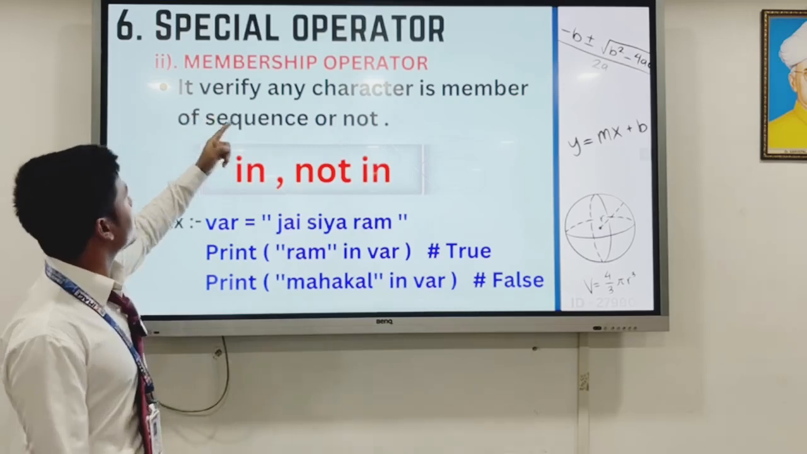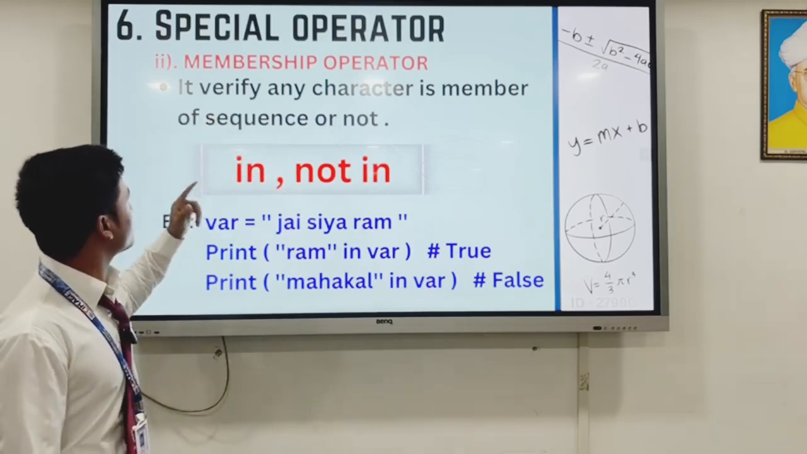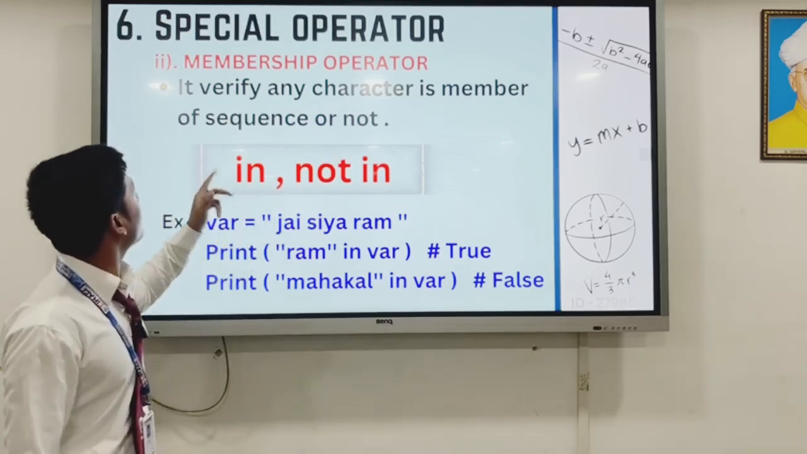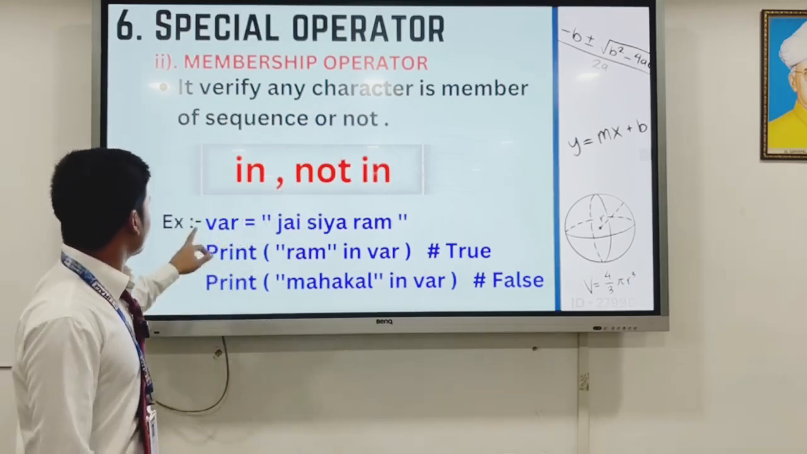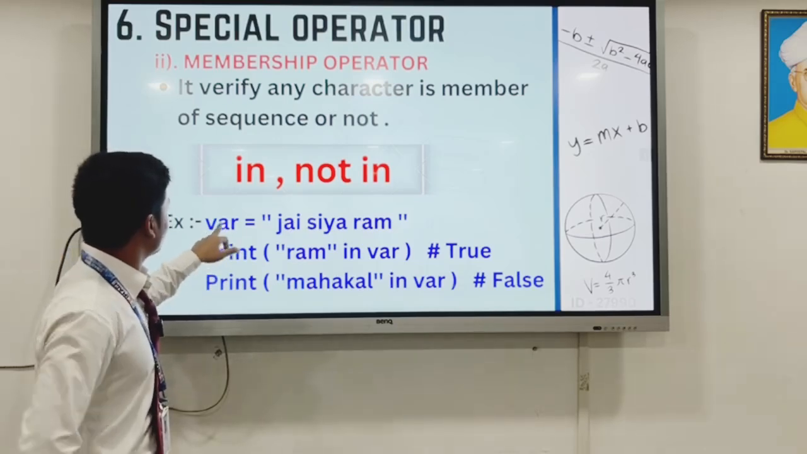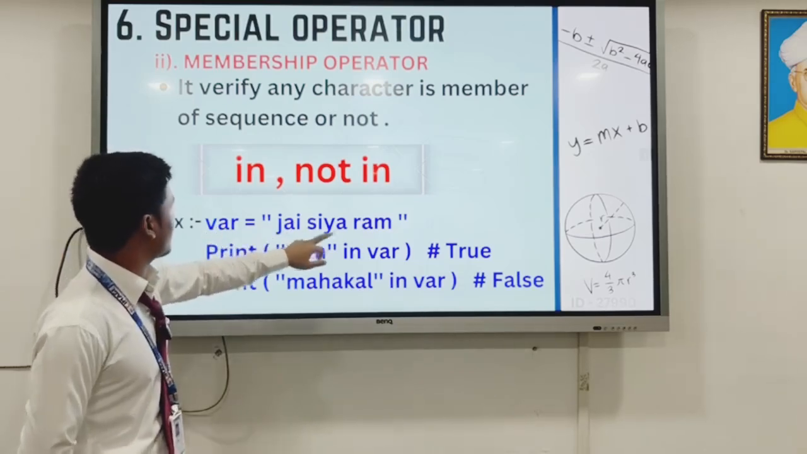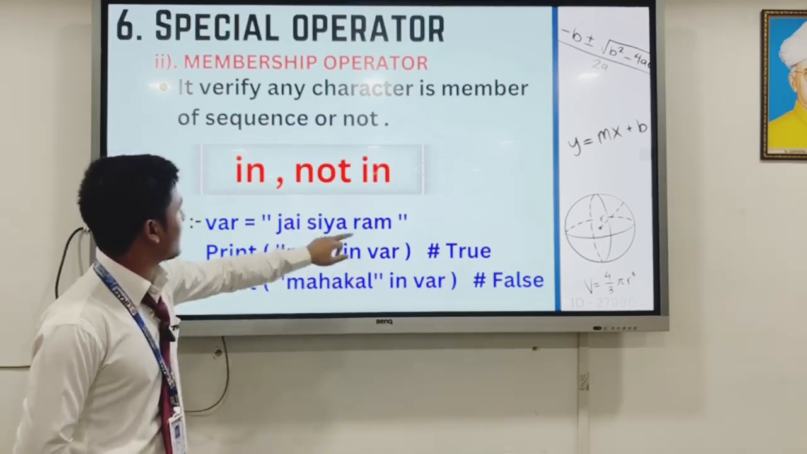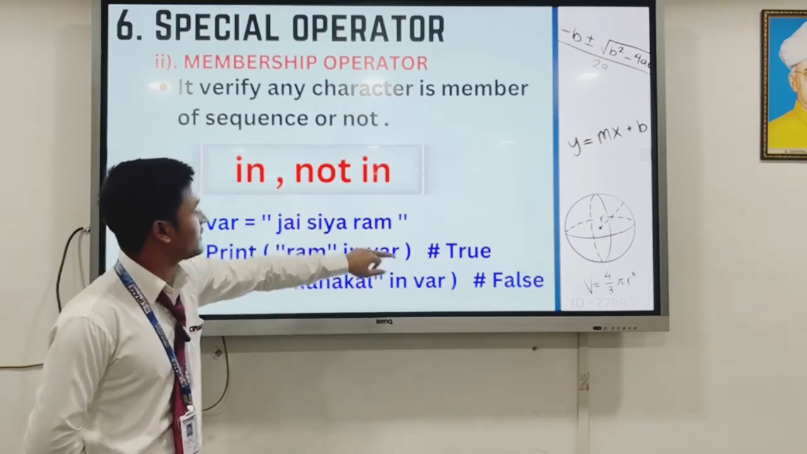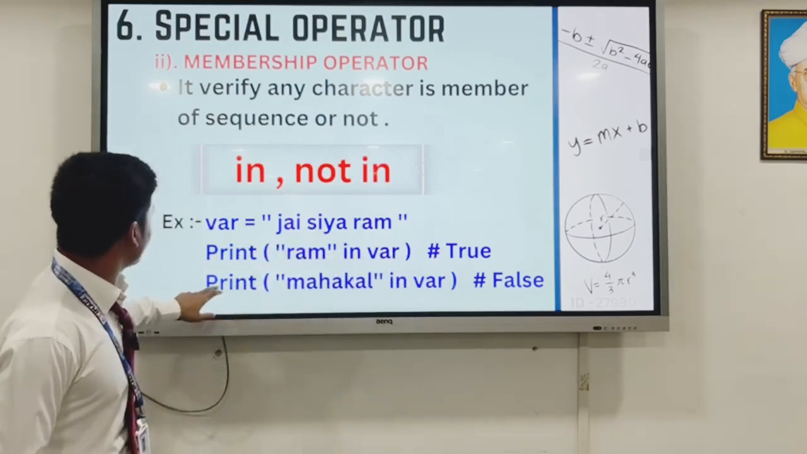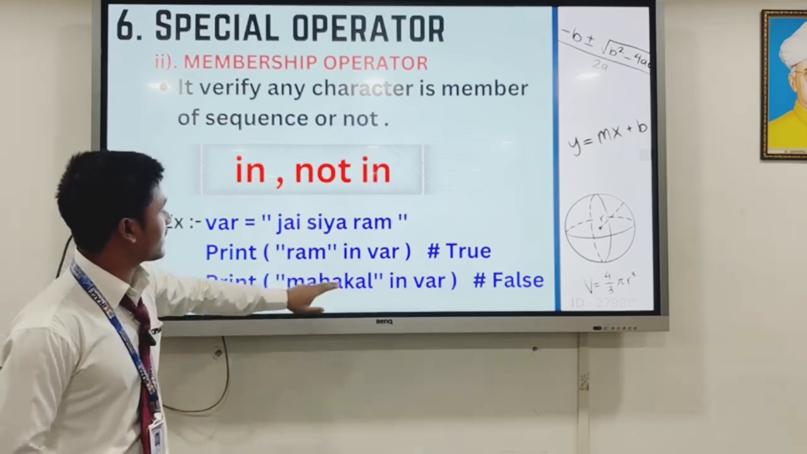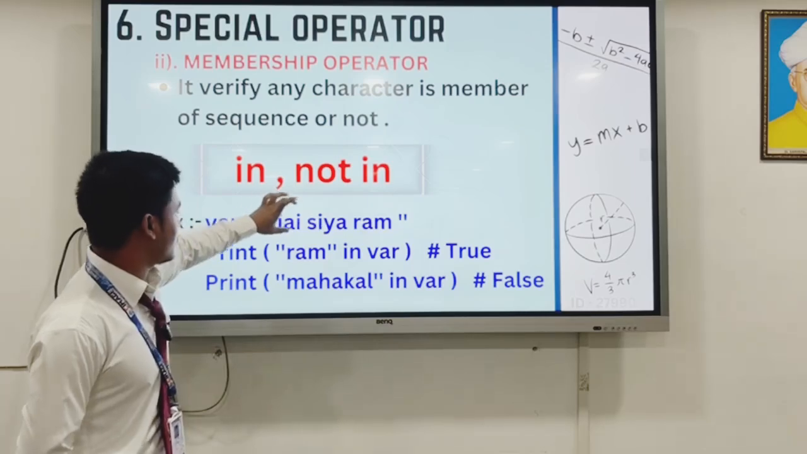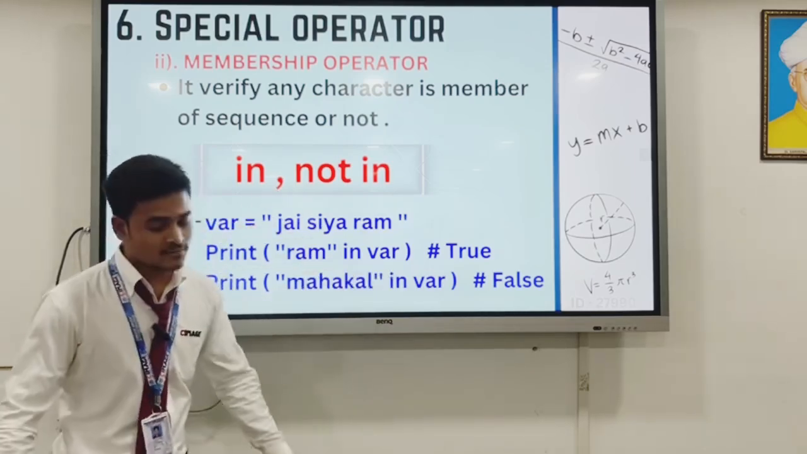Membership operator. It verifies whether any character is a member of a sequence or not. In and not in are the two symbols of membership operator. For example, variable is Jai Siya Ram. If we print Ram in variable, yes, Ram is in variable, then our output becomes true. And if we print Mahakal in variable, no, Mahakal is not contained in this variable, so our output becomes false.